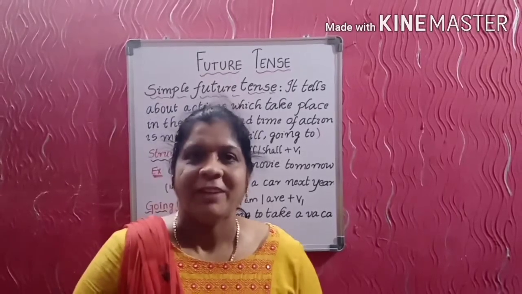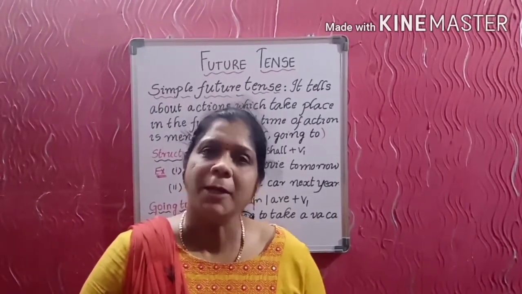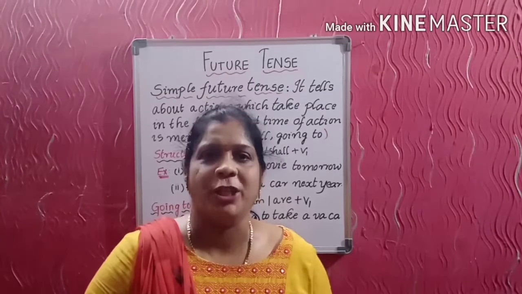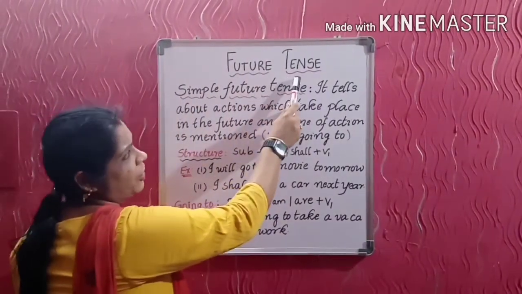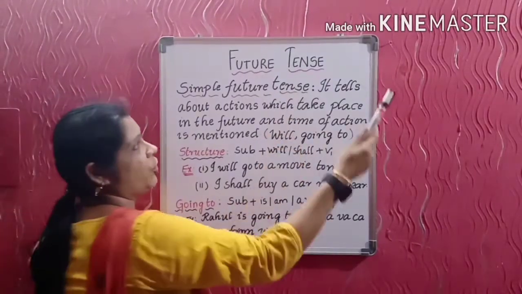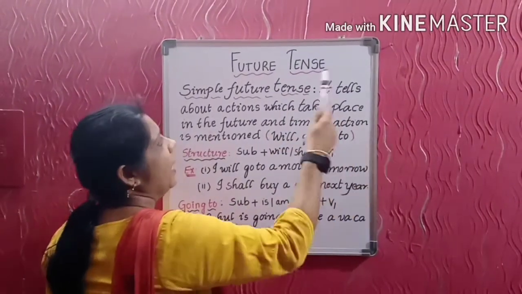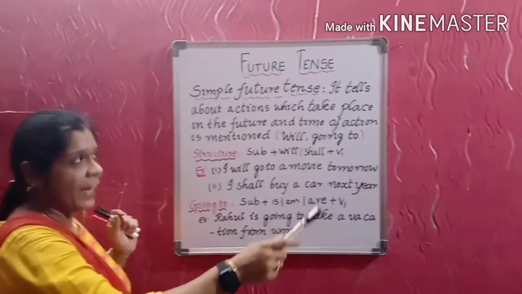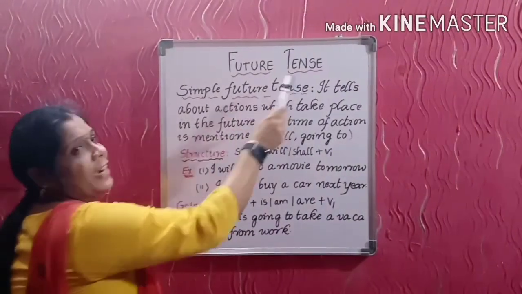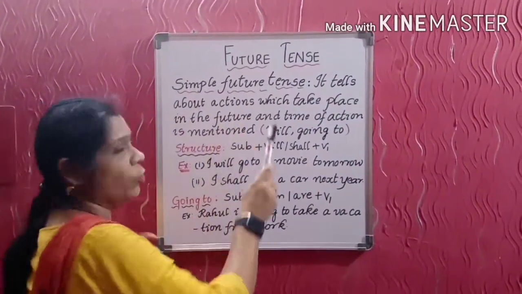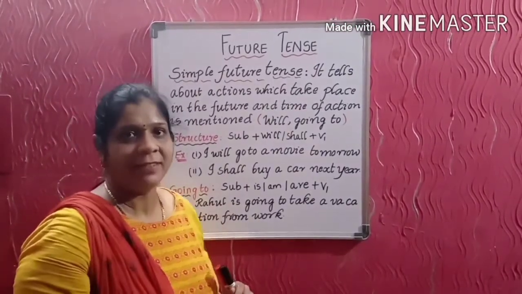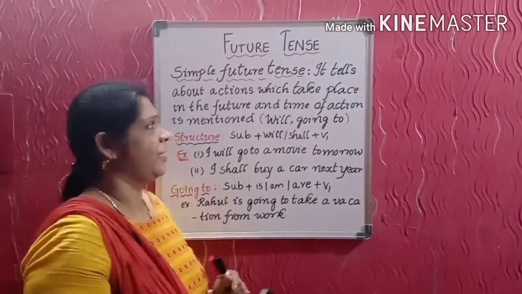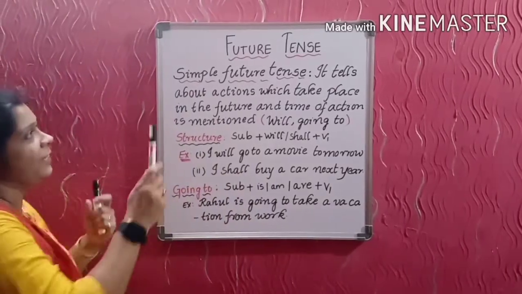In this session, we shall discuss the third part of the tense, that is the future tense. Coming to future tense, it tells us about actions which take place in the future, that is later on. Depending on the time of action, again, future tense is divided into four types: simple future tense, future continuous tense, future perfect tense and future perfect continuous tense. Let's discuss each tense in detail.